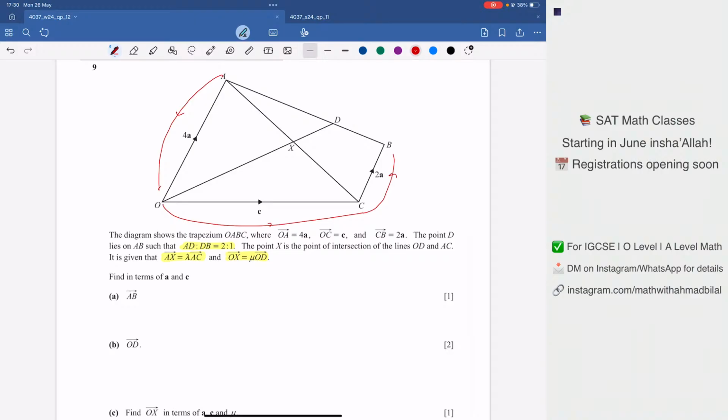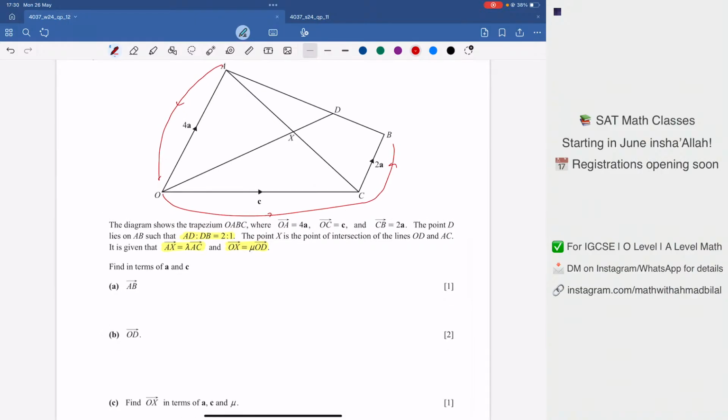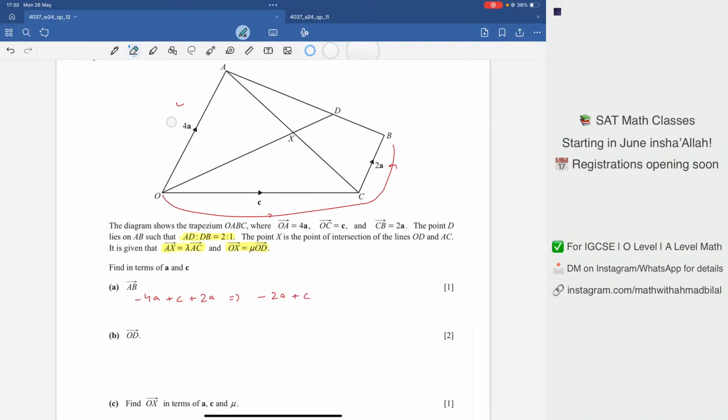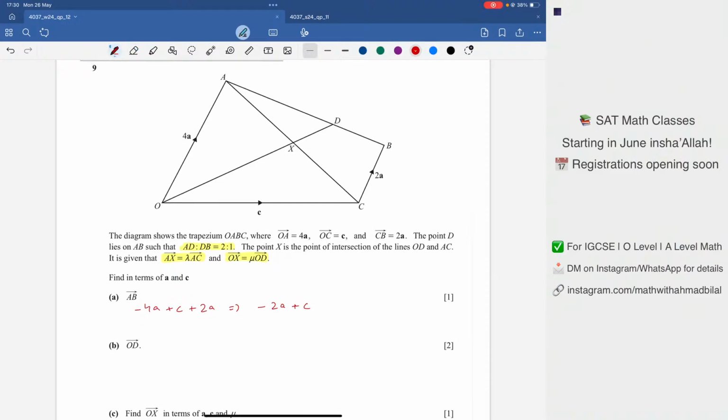Okay, so this is the path that we could follow in order to go from A to B. We could say, let's go from A to O. What would that be? This is 4A in this direction, and the other direction that will be minus 4A. And then from O to C, that's just C. And then from C to B, that is 2A. And that simplifies to minus 2A plus C. That's the vector AB, all right? And then we have to find the vector OD. So we have to go from O to the point D. How do we do that? O to A, and then from A to D.